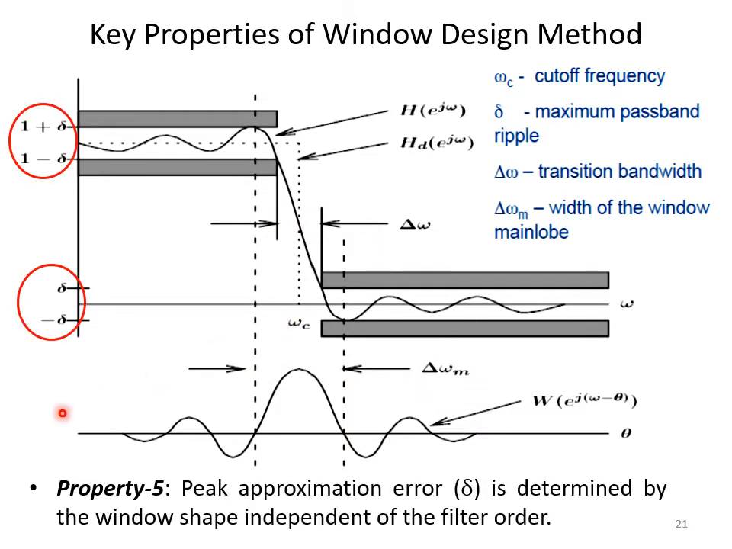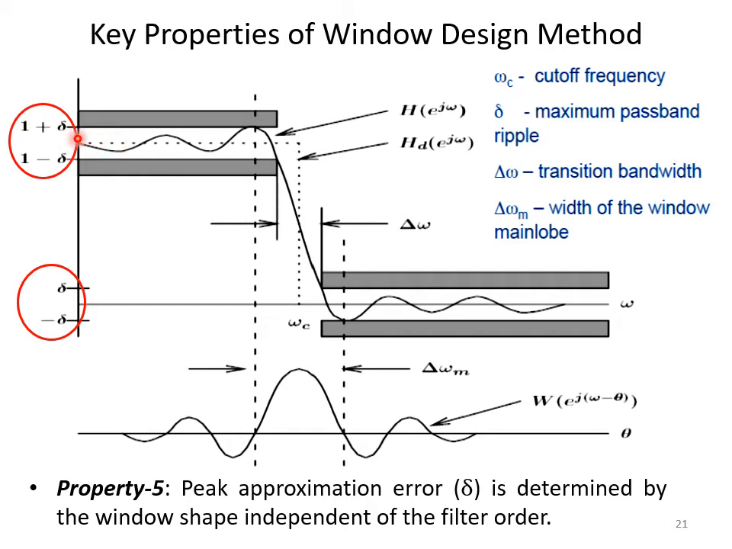And the fifth and final key property is that the peak approximation error, which is represented by delta, is determined by the window shape. It is independent of the filter order, and it is independent of the value of M, as we saw in the previous slides. Increasing or decreasing M didn't have any effect on the ripples, but choosing the appropriate window function did, right?